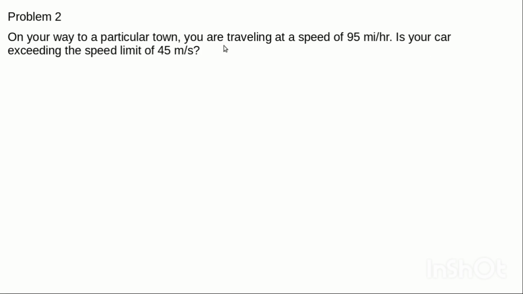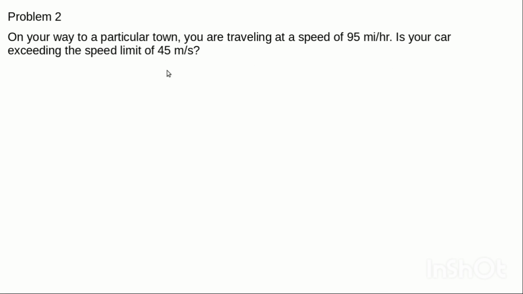Is your car exceeding the speed limit of 45 meters per second? So now you are traveling along a particular highway, and the maximum speed limit is 45 meters per second. But you know your car is reading 95 miles per hour. So how do you know whether you have exceeded the limit or you are below the limit?